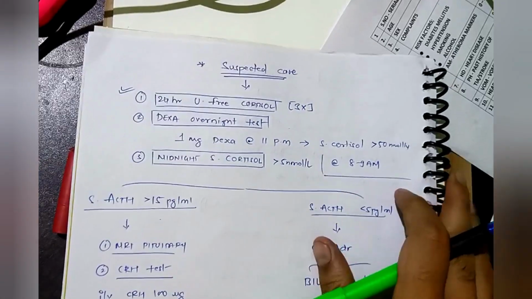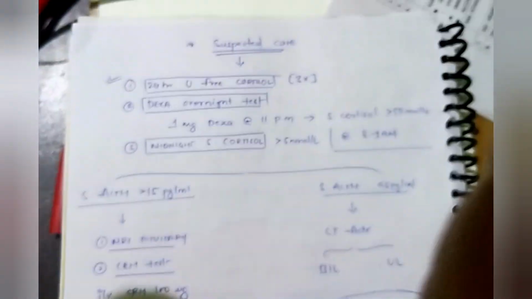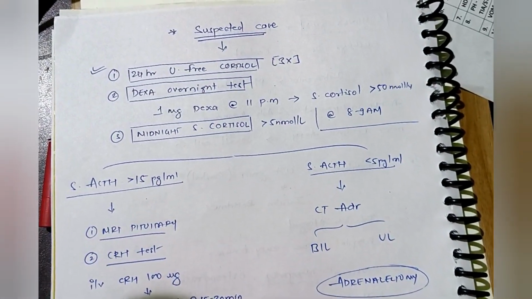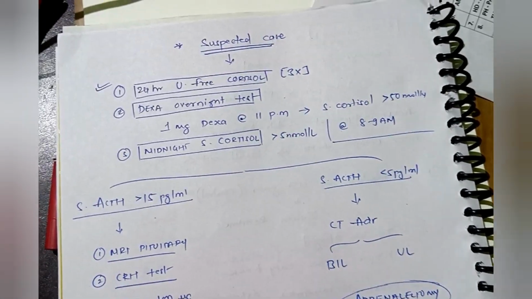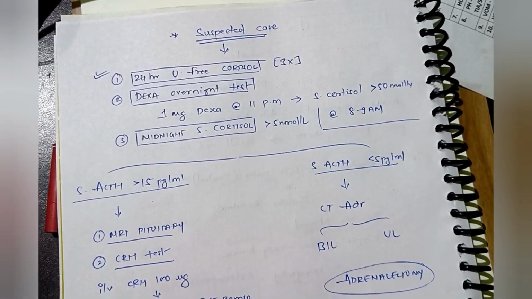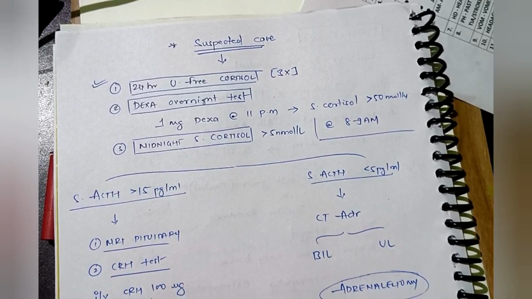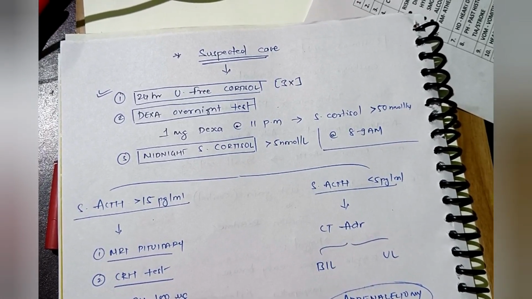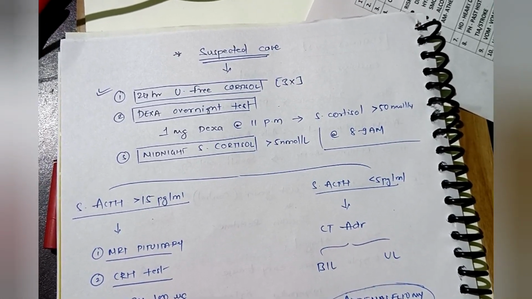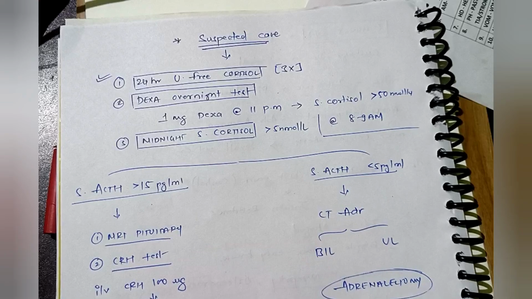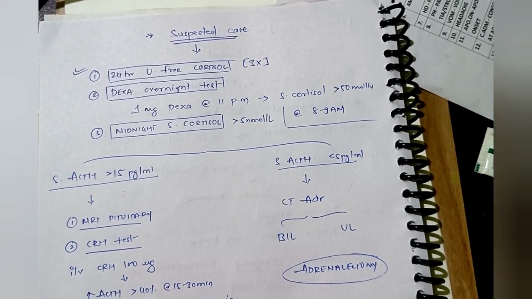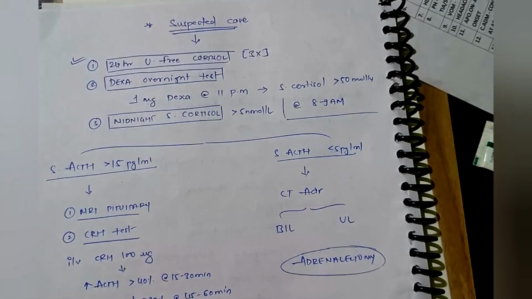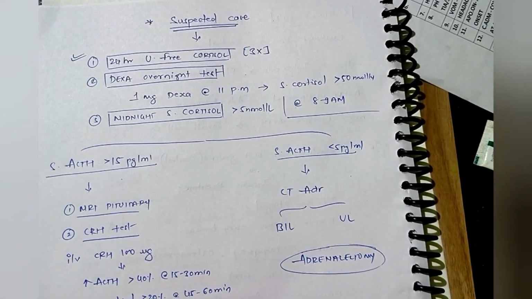Next, we'll see the approach which is given in Harrison. So, a suspected case, where clinical features are there and you suspect Cushing syndrome. What we do is 24-hour urine free cortisol, which should be 3 times more than normal. Other tests like the DEXA overnight test, in which we give 1 milligram of DEXA at 11 p.m., that is at night, and in the early morning at 8 to 9 a.m. we see serum cortisol levels, which will be more than 50. It's not suppressed by the DEXA. And also you can do midnight serum cortisol levels, which should be more than 5 nanomoles per liter.